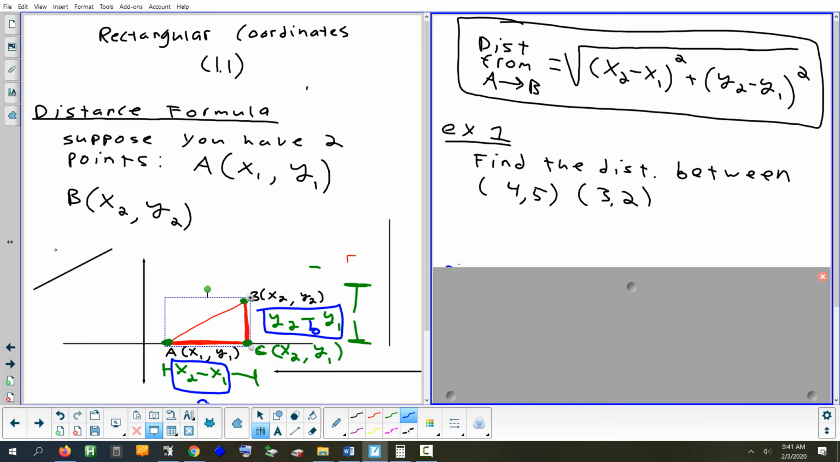I have x2 minus x1, that's the length of the bottom, so that's one side squared, plus y2 minus y1, that's the other side, that's the height, and you square it. And to do the Pythagorean theorem, you have to add them up and take the square root. So what I basically did is the Pythagorean theorem like this.